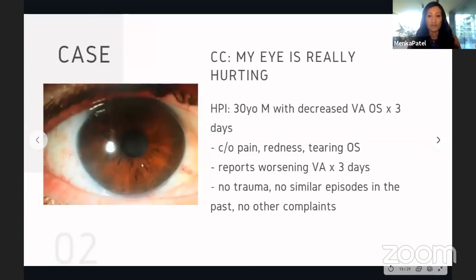Okay, so this is case number 2. Patient comes in saying, my eye is really hurting. This is a 30-year-old male with decreased vision out of the left eye for 3 days. He's complaining about pain, redness, tearing out of the left eye. He's also complaining of worsening vision for the past 3 days. He denies any trauma, any similar episodes in the past, and no other complaints.